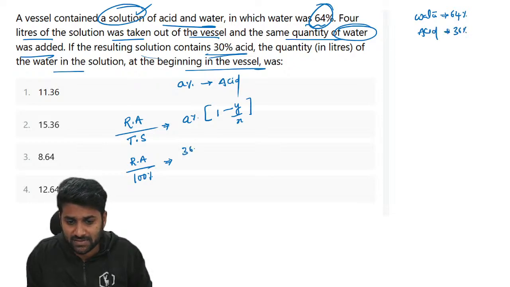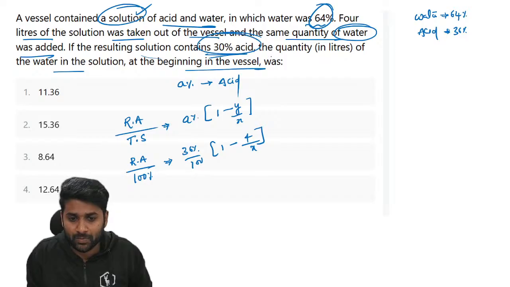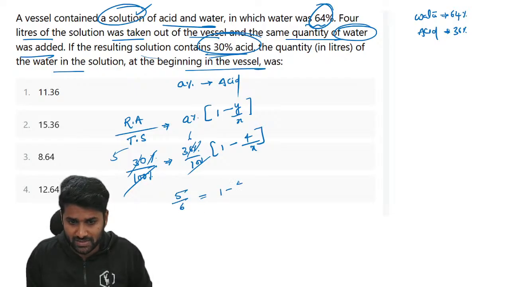Now see, 36% divided by 100, into 1 minus, we are removing 4 of the solution out of the total. And finally, how much is left? So finally, 30% is acid. So here, the remaining acid value must be 30%. So 100 cancels, 0, 0 cancel. This is 5 times and 6 times. So 5 by 6 is equal to 1 minus 4 by x. Find the value of x.